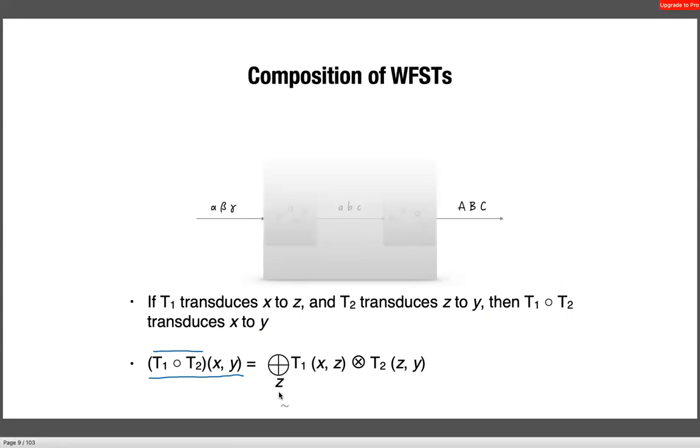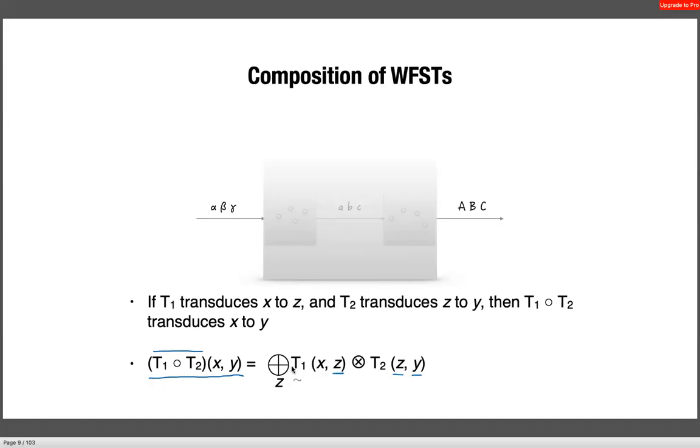It's the sum over all such Zs, such that the input string X is transduced to the output string Z in T1, and then T2 takes the string Z and produces Y as its output. And you take the product of these two parts.